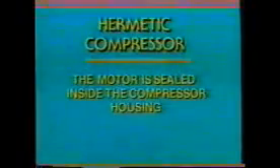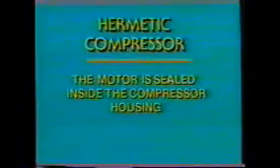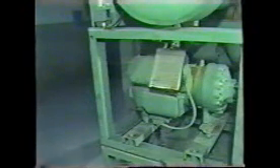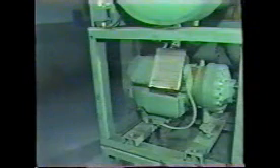Reciprocating compressors are driven by motors. In a hermetic compressor, the motor is sealed inside the compressor housing and is not accessible. In a semi-hermetic compressor, although the motor is inside the compressor housing, access is provided to permit servicing in the field. In an open compressor, the motor can be serviced independently of the compressor. Stop now and review. Be sure to read the additional information in your text before going on.